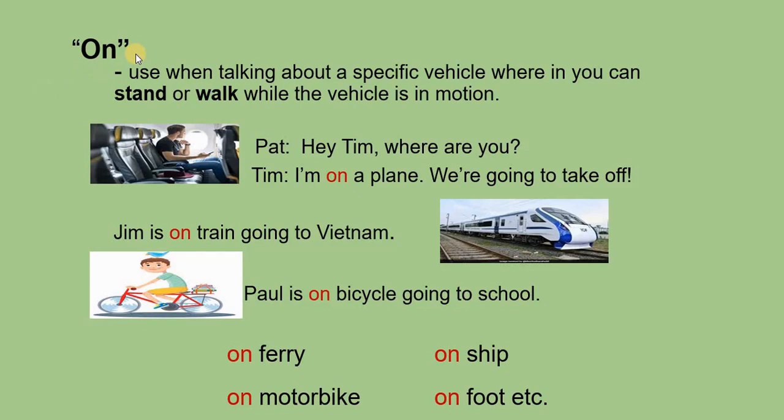What is the difference between preposition in and on? Well, when you use the preposition on, you can use it only, of course, when you are talking about a specific vehicle where you can stand or walk while the vehicle is in motion. Okay? So again, the preposition on is used when talking about a specific vehicle wherein you can stand or walk while the vehicle is in motion.